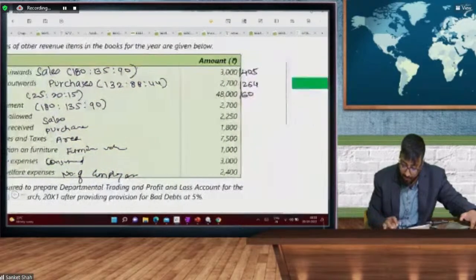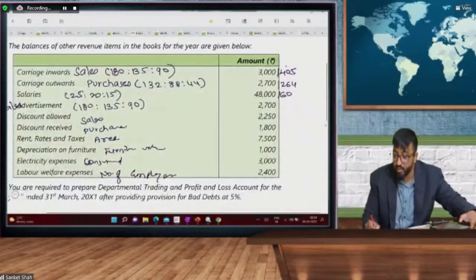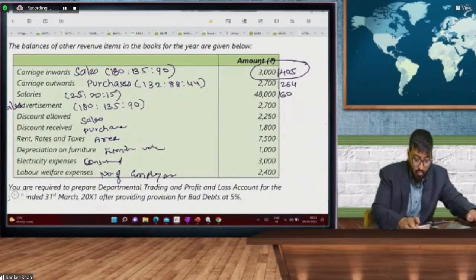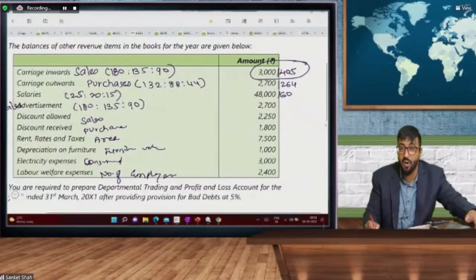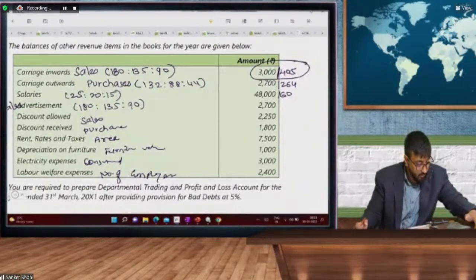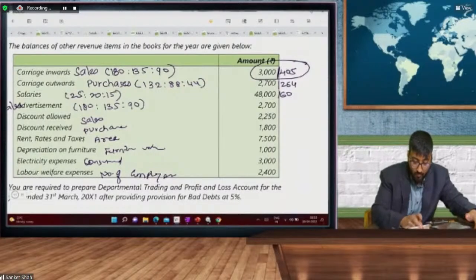So beta, now how to do it on Calci? See, 3000 divided by 405. So take 3000 on Calci, beta. Now I am telling you the shortcut of Calci. 3000 divided by 405, into 180. Is the total correct?